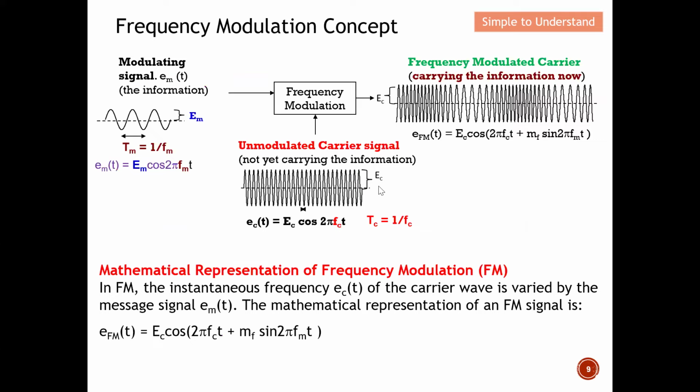Okay, so this is a diagram to show how frequency modulation works. Basically, it's a very simple concept. This is what I mentioned earlier on. This is the information that I want to send to the recipient. So therefore, we call this a modulating signal, baseband signal, or maybe intelligent signal.